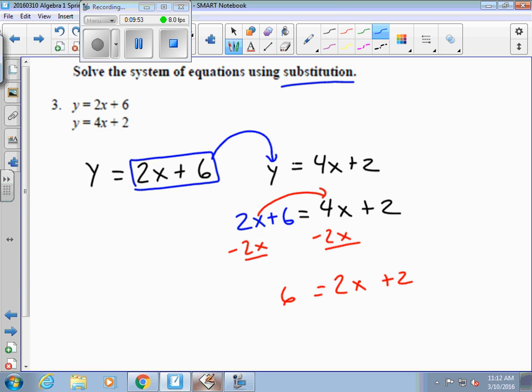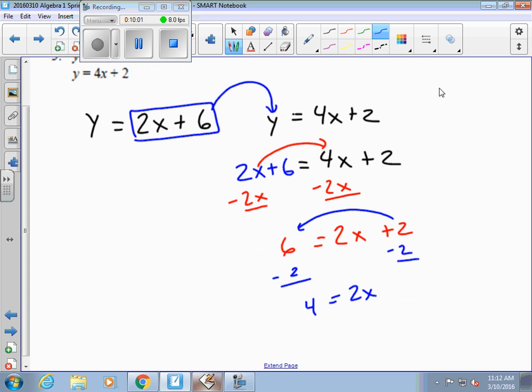Bring your 2 over to the other side by subtracting it. When you do it to one side, you do it to the other side. 2x is 4. Then get x by itself by dividing by 2. When you do it to one side, you do it to the other. X is 2 then. So your variable x is equal to 2.